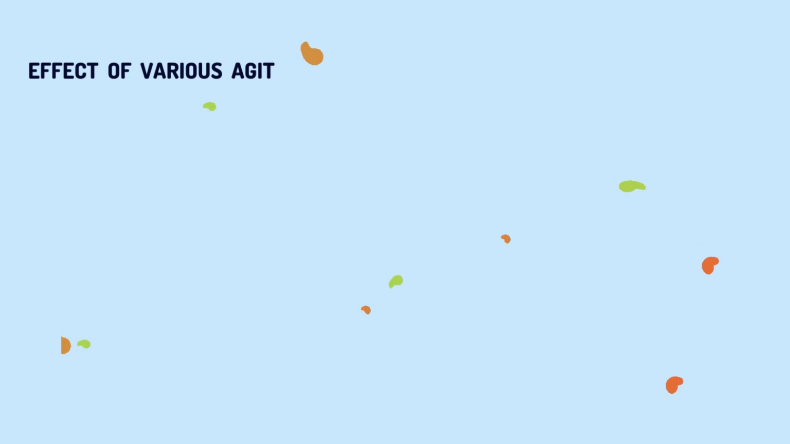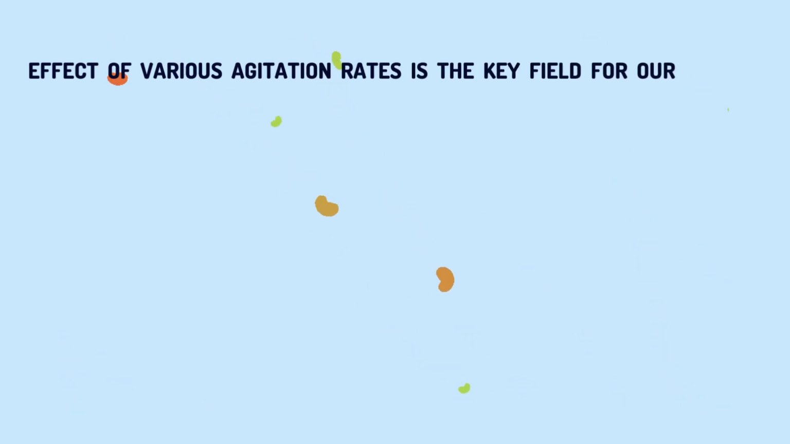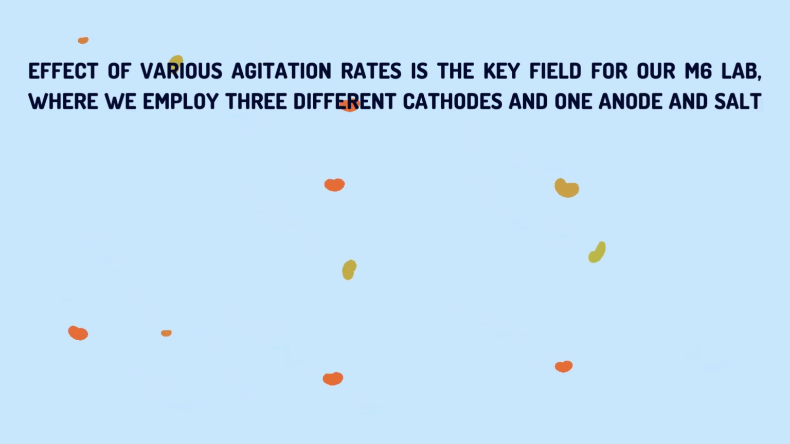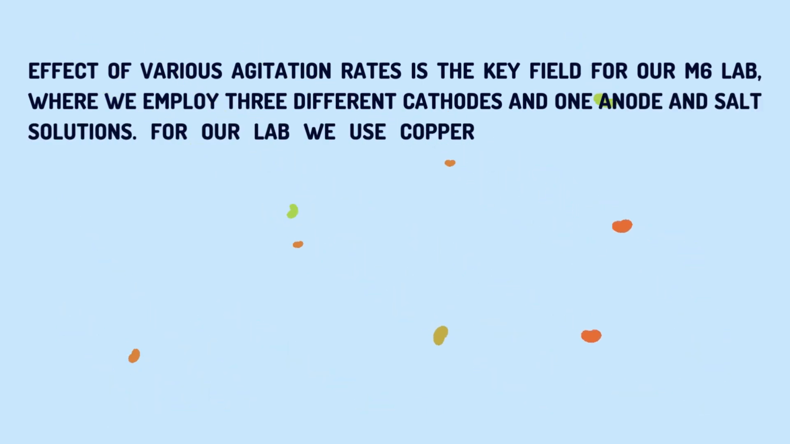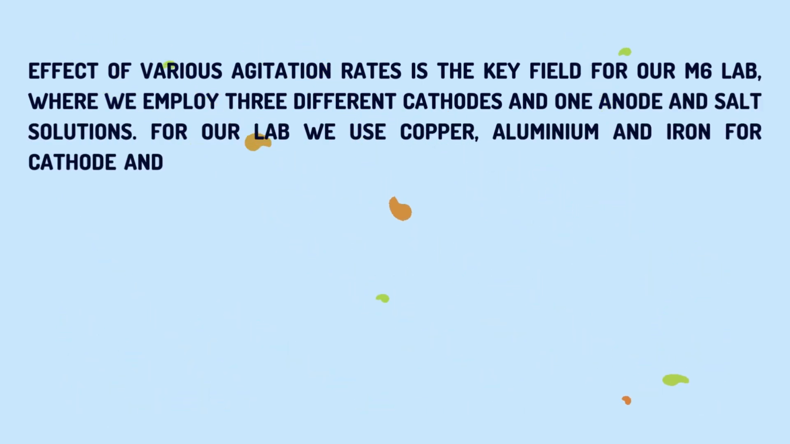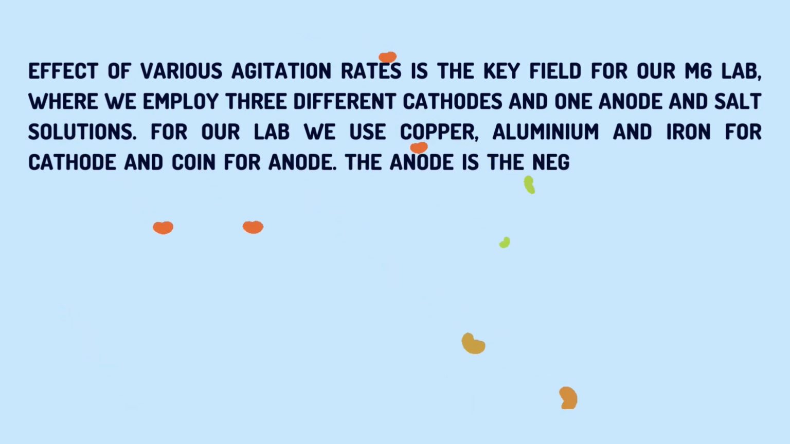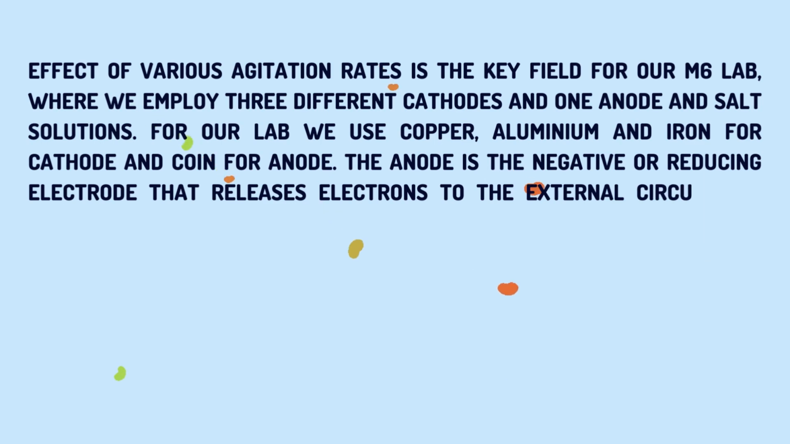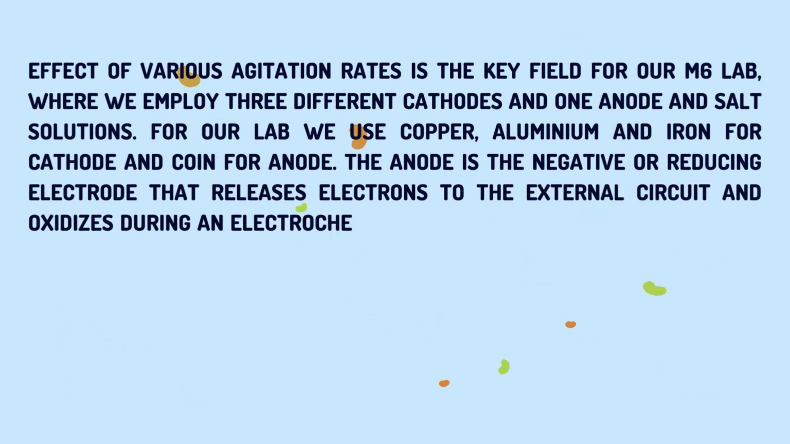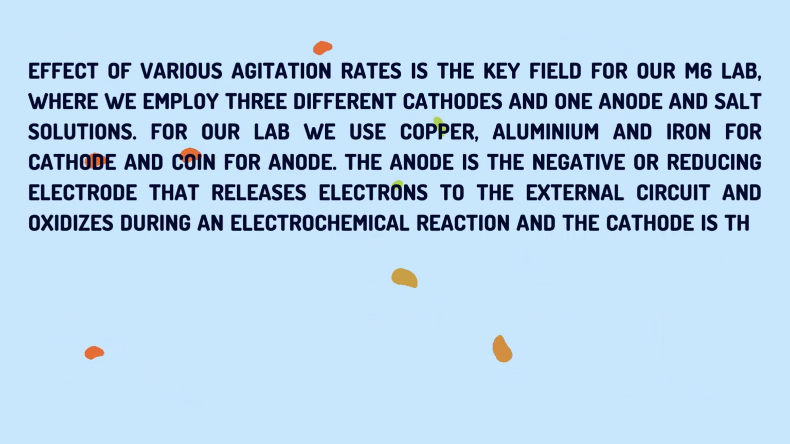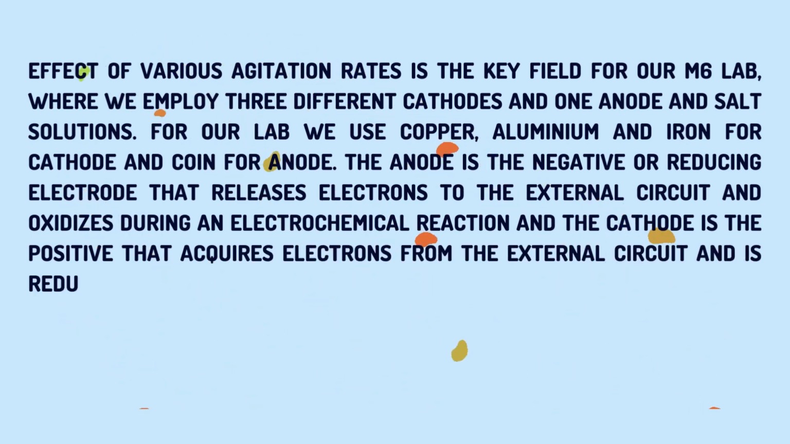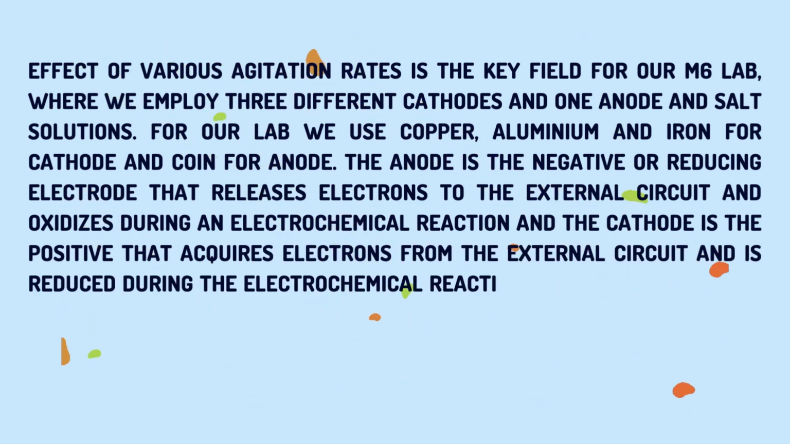Effect of various agitation rates is the key topic for our MC lab, where we apply 3 different cathodes, 1 anode, and also a salt solution. For our MC lab, we use 3 different cathodes, which are copper, aluminum, and iron. The anode is the negative or reducing electrode that releases electrons to the external circuit and is oxidized during the electrochemical reaction. And the cathode is the positive electrode that acquires electrons from the external circuit and is reduced during the electrochemical reaction.